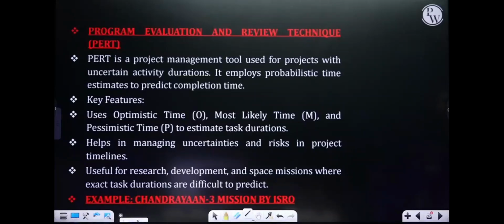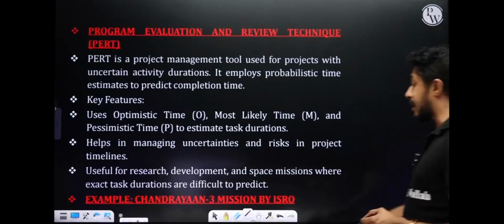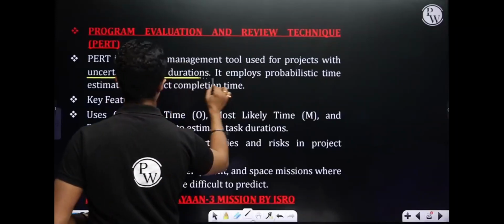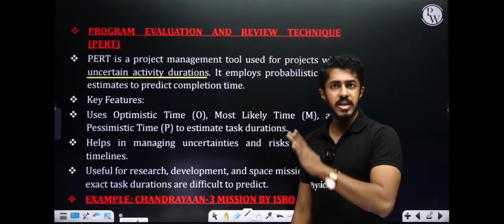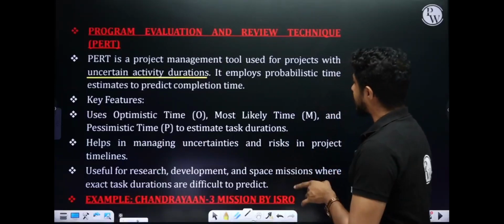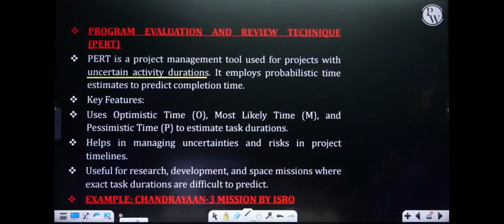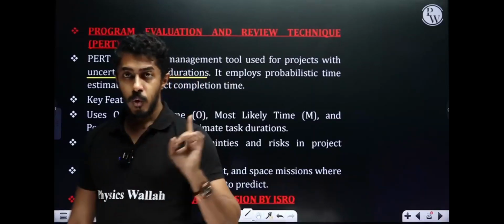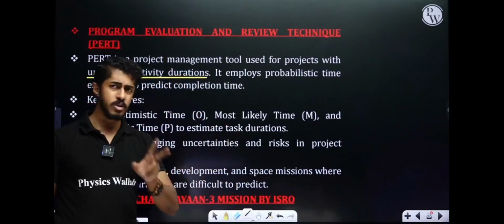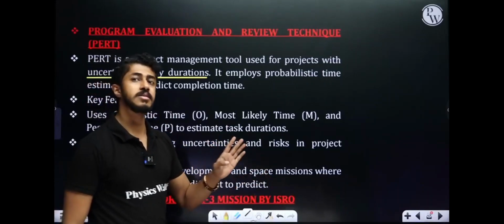Coming to program evaluation and review technique. PERT is a project management tool used for projects with uncertain activity durations. We have no idea about the time. HAL, we can put it over here. It employs probabilistic time estimates to predict completion time. Key features are: it uses optimistic time O, most likely time M, and pessimistic time P to estimate task durations. O is optimistic, M is most likely, P is pessimistic time.